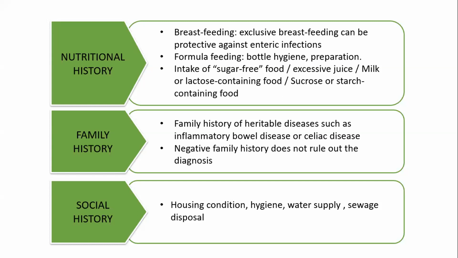For family history, you want to ask about a family history of IBD or celiac disease. And for social history, you want to ask about housing conditions, hygiene, water supply, and sewage disposal. Basically, you want to know about the patient's environment, whether it's clean or not, because the patient's symptoms might be because of an unclean water supply.